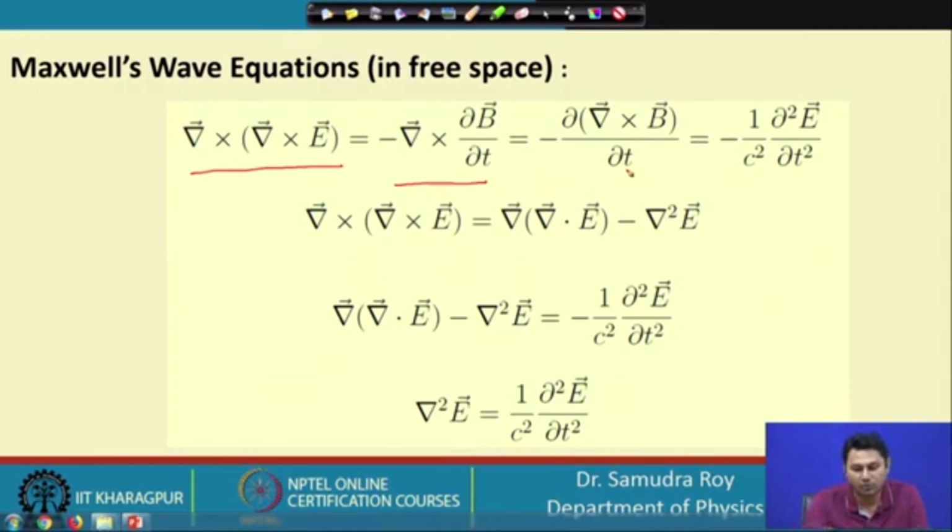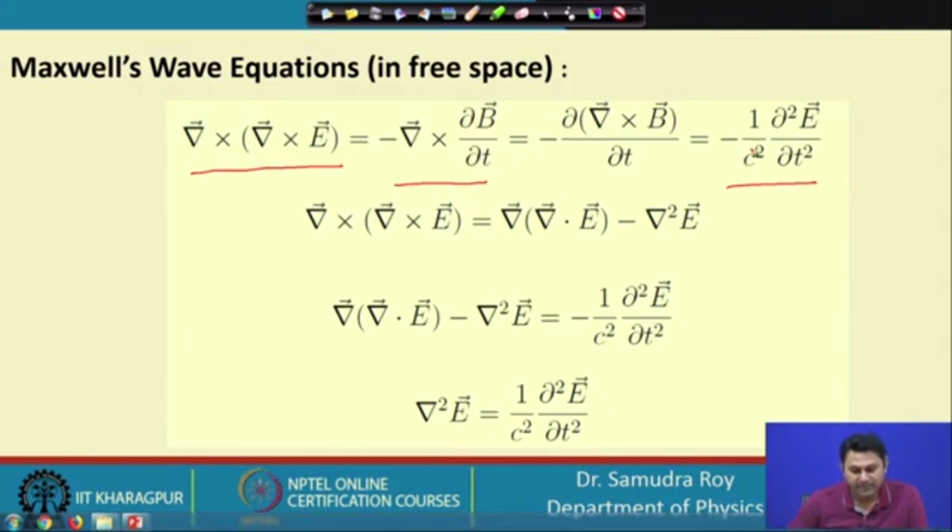So, that is why I can do these things, and when I do these things, curl cross B is now replaced by our next equation, the fourth equation. If I write these things, del 2 E del T square, then there is a term mu 0 epsilon 0 which should be here. So, the mu 0 epsilon 0 term is now replaced by 1 by c square.